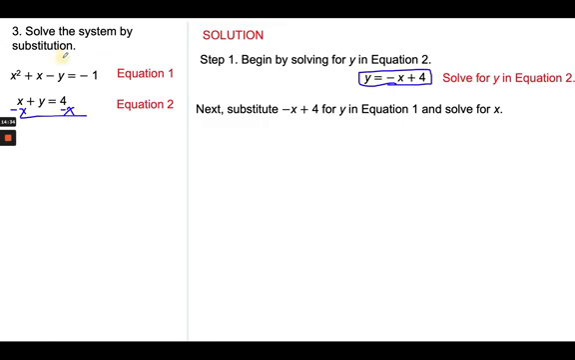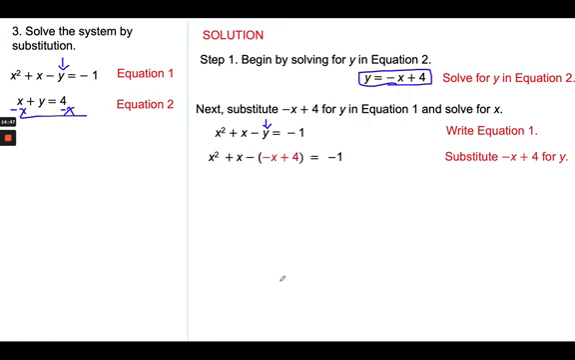And then step 2, we're going to substitute negative x plus 4 into equation 1 to solve for x. So your y is right here. So I'm going to substitute that right here. So instead of putting y in the next step, you're going to use a big parenthesis and substitute negative x plus 4. So it looks like this.